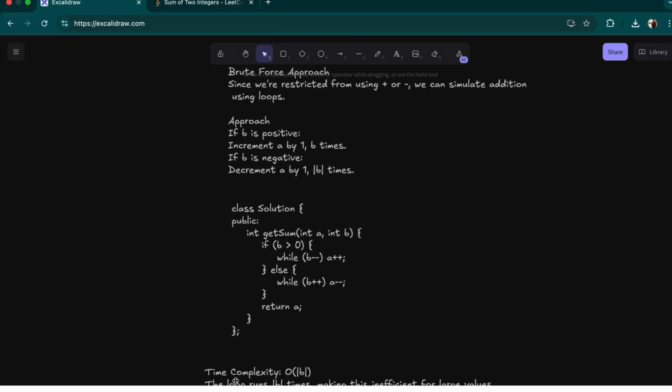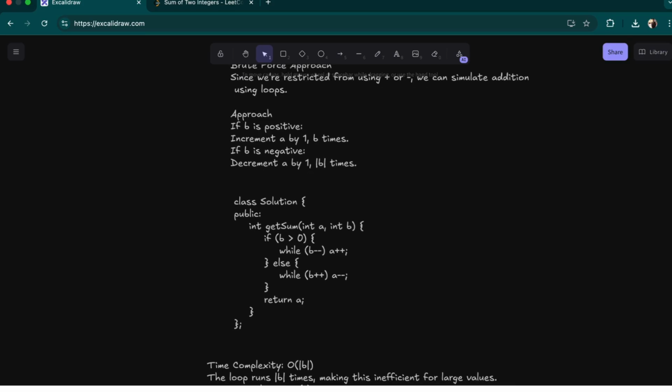It's very easy. The time complexity for this approach will be O of modulo of b. The loop runs modulo of b times, making this inefficient for large values. Space we don't need to think about, it is constant only, but this method is not optimal. It is inefficient for large values, right?